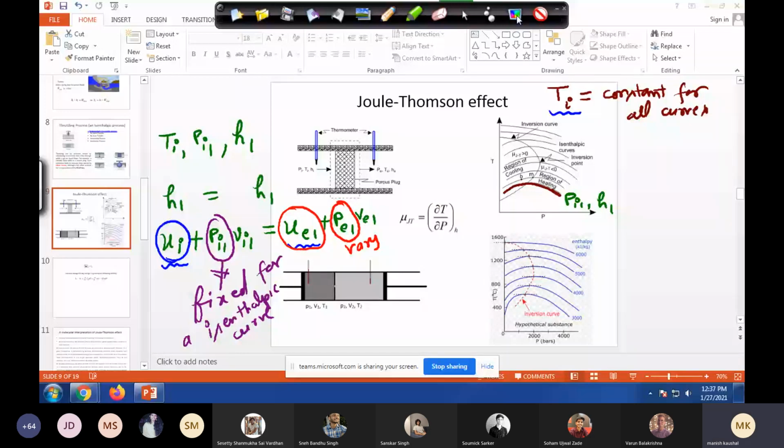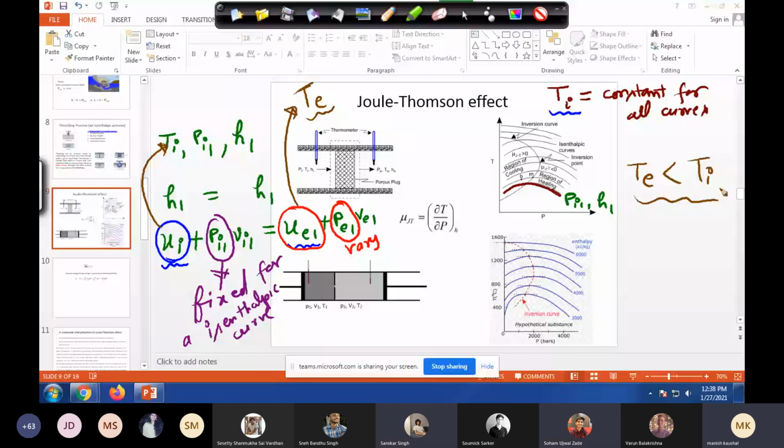This is a function of this, and this is a function of P exit, and that's what we are measuring. And what is happening in the cooling region? That T is less than Ti. So right now, I don't think we have a way to prove this, because a lot of information is in V.